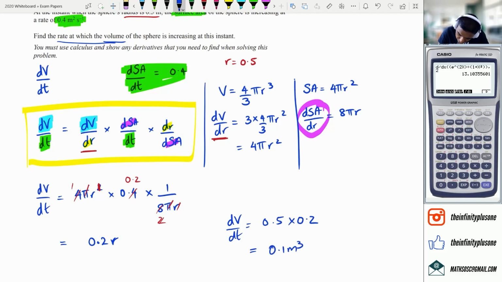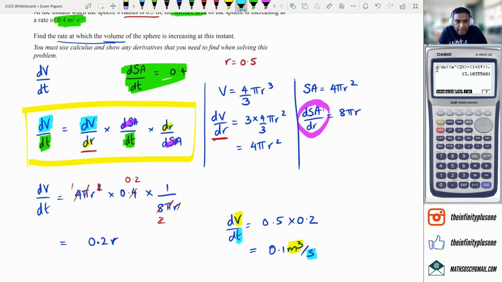meter cubed per second. Now, if you're unsure about the units, always remember you're dealing with volume, so that's going to come up in cubic meters. And because you're dealing with time, in this case it's going to be seconds, that's what you're going to end up with for seconds.